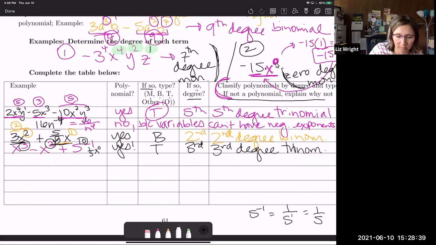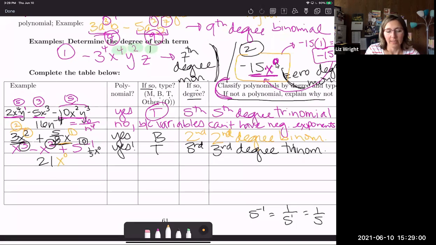Let's try another one. How about the number 21? Do we have any variables in the denominator? No. Any variables with negative exponents? No. Use the example we just did right here. Let's fill in an x, and it would have to be x to the 0, right? Is this a polynomial? Yep. How many terms? It's a monomial. What's the degree? It's 0. So it's going to be a 0 degree monomial.